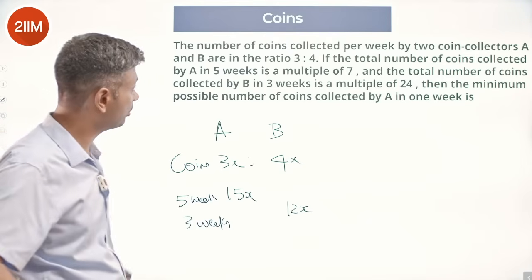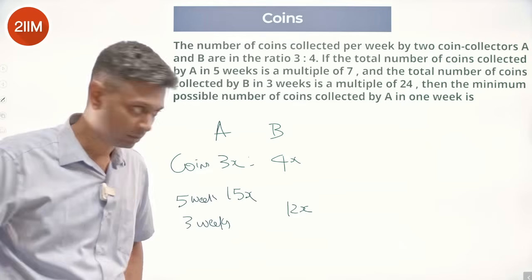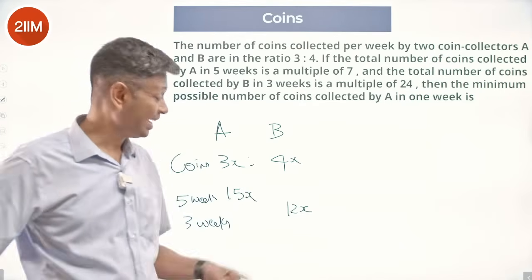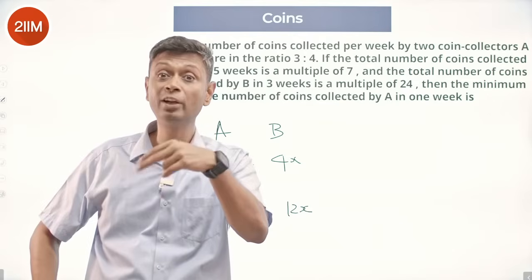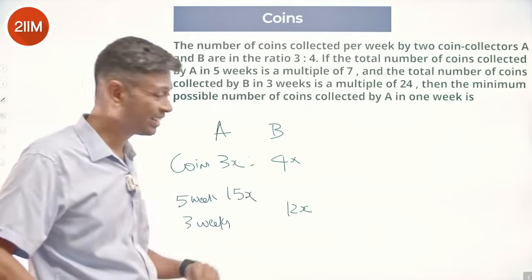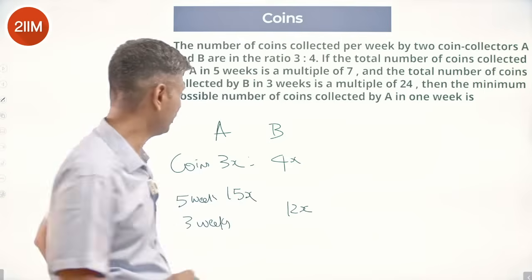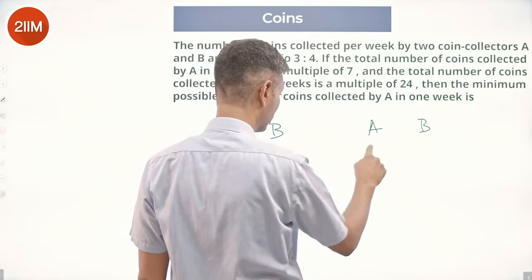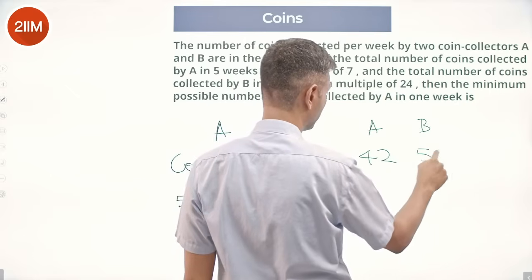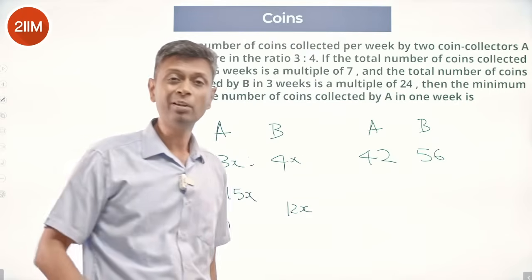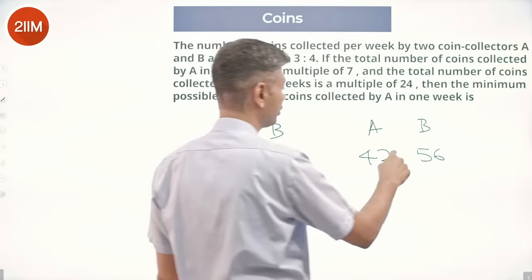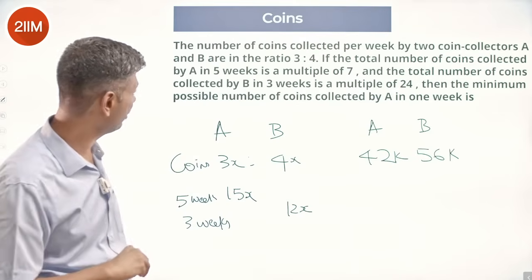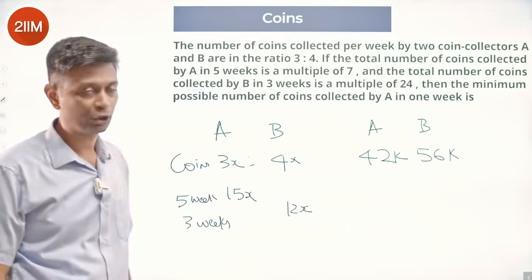So 15x is a multiple of 7, so x has to be a multiple of 7. 12x is a multiple of 24, there's already 12 sitting in there, x has to be a multiple of 2, x has to bring in 2. So 2 and 7, x has to be a multiple of 14, so I'm going to simplify this. Let's say A and B, x, 3 into x is 42, 4 into x is 56. This is 42k and 56k. So the minimum A can bring in 1 week is 42 when k is 1.